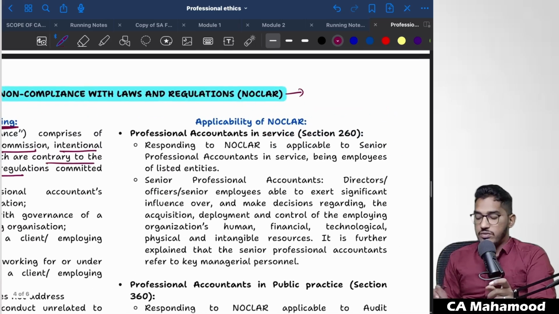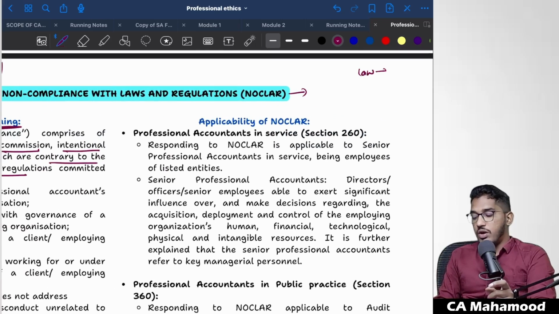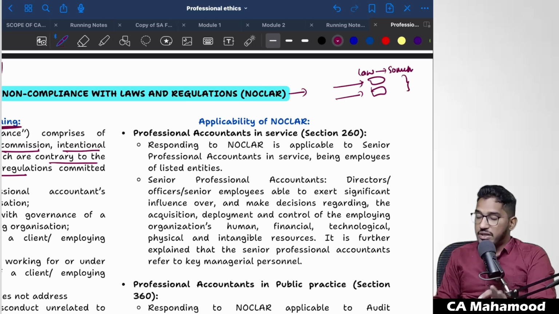Sir, what is that they are trying to say? Take for example, as per law, you are required to do some act. Either you are not doing it, or you are doing it in a wrong way, either intentionally or unintentionally. That we call non-compliance. Or you are doing something which is against the law, either intentionally or unintentionally. That we also call non-compliance.